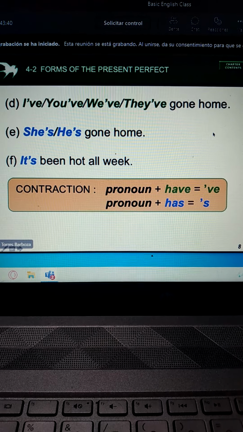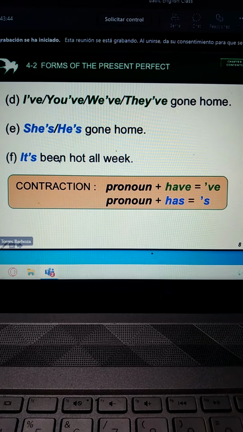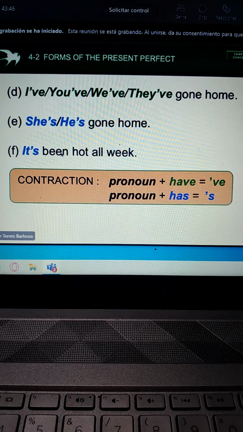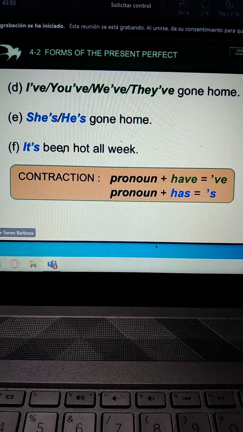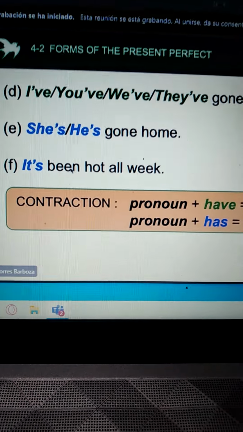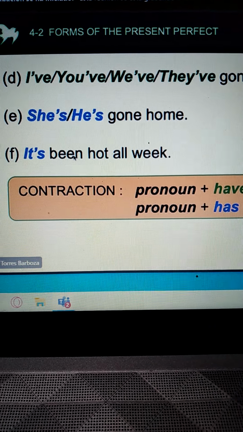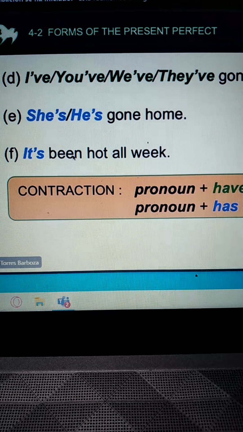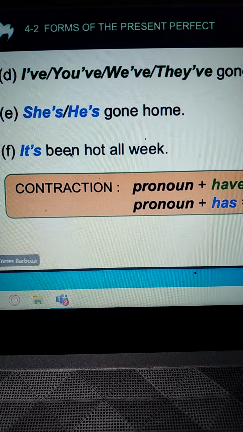It's been hot all week. It's been, right? Been, what's been? It's the past participle of the verb to be. So, verb to be. In the present, am, is, and are. In the past, was and were. Past participle, been. But not "bean". If you say "bean", it's frijol.